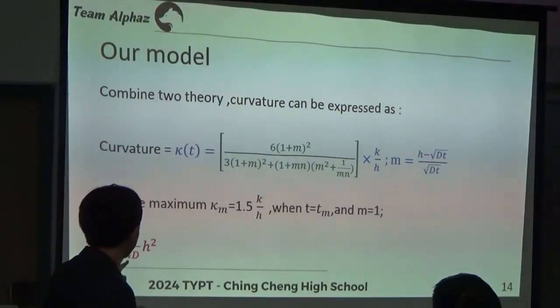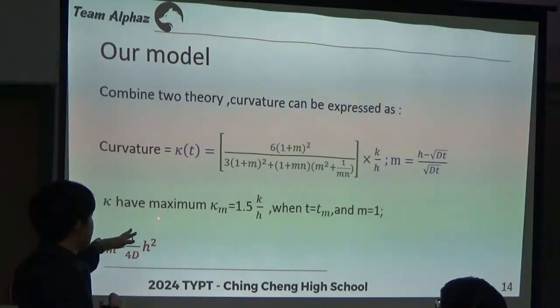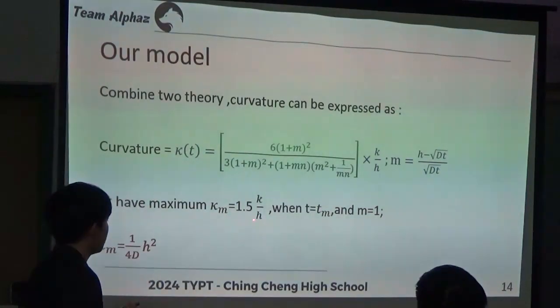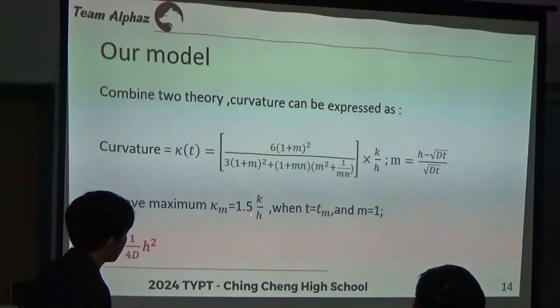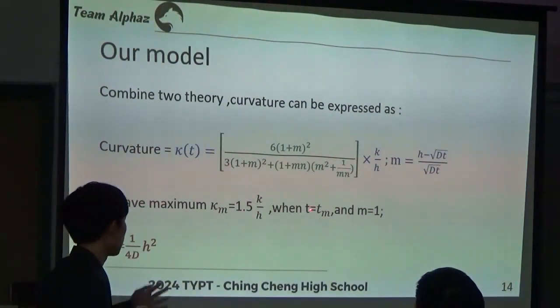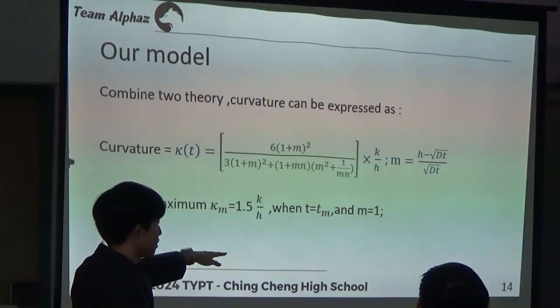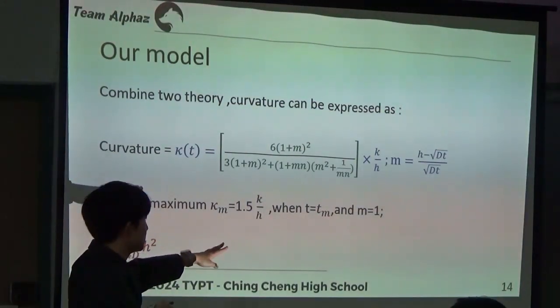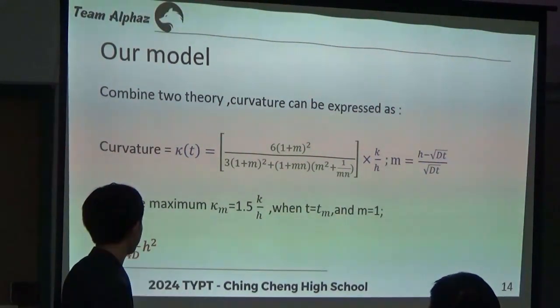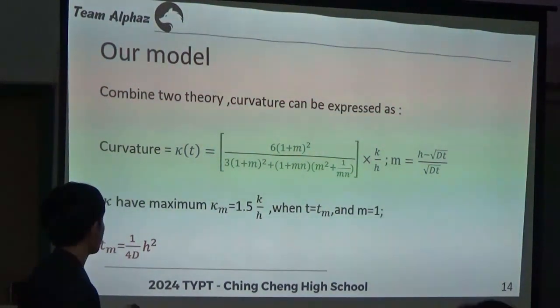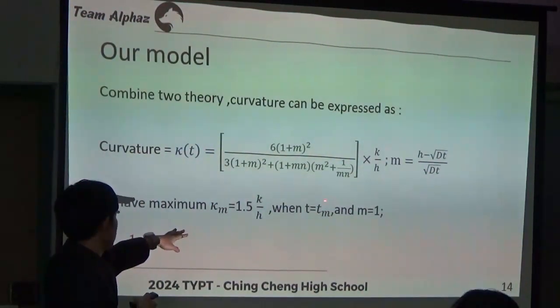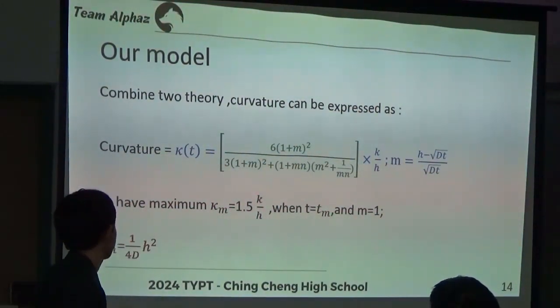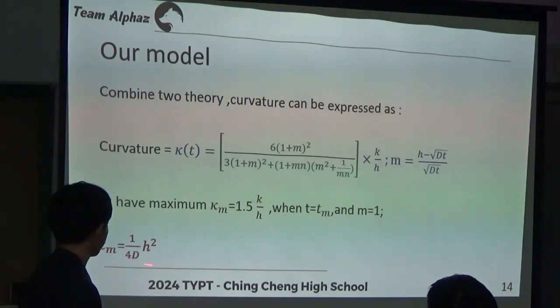And here the kappa has a maximum, and here it will be 1.5, and when the t, we assume that it will be Tn, and the n will be 1. And if you can get this 1.5, and the equation, okay.